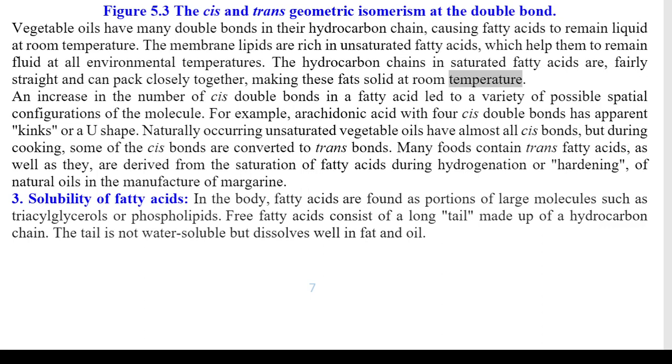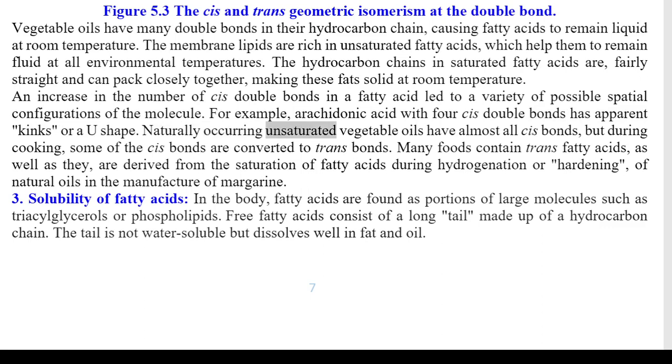room temperature. An increase in the number of cis double bonds in a fatty acid leads to a variety of possible spatial configurations of the molecule. For example, arachidonic acid with 4 cis double bonds has apparent kinks or a U shape.